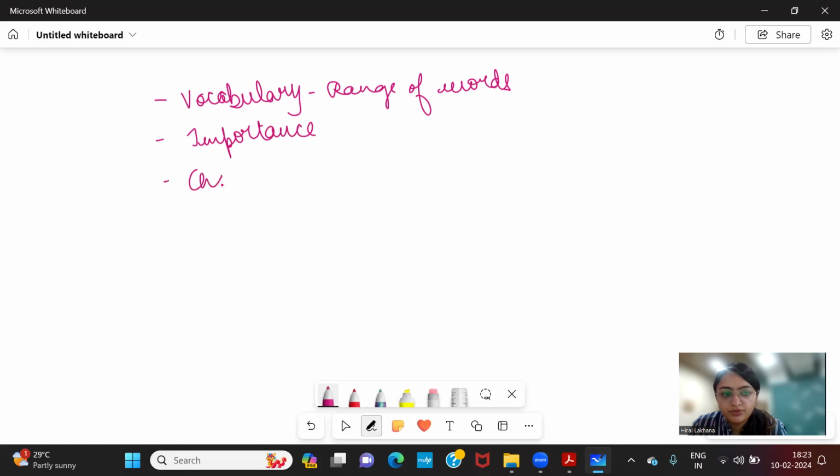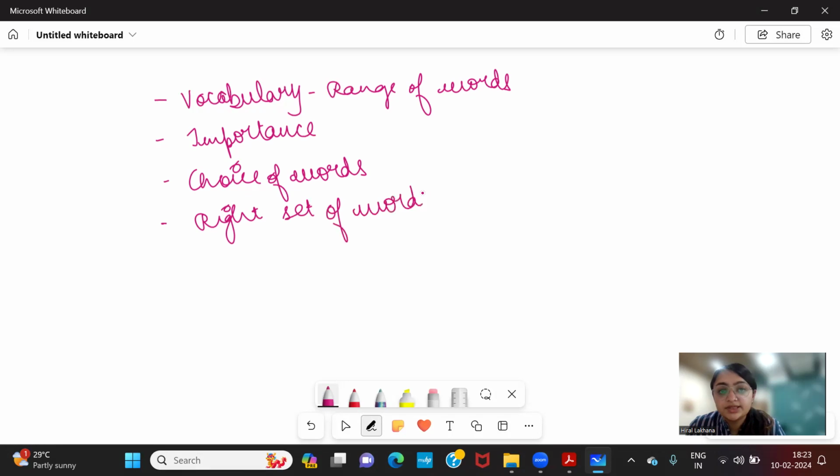Then we saw the choice of words. Under the choice of words, we saw how the range of words that the person knows, the type of communication, the context, and the regional or national influence affect a particular person's vocabulary. And next up, choosing the right set of words. We saw how words need to be simple and precise, and we need to understand where jargons are to be used and where jargons are to be avoided.